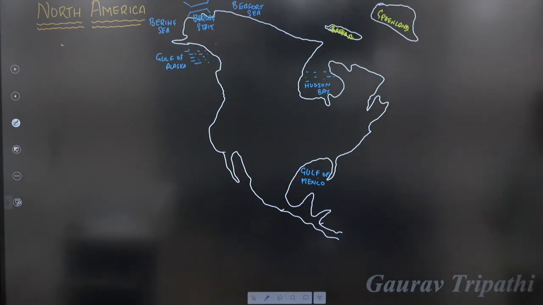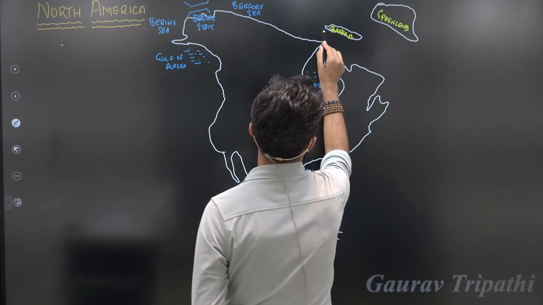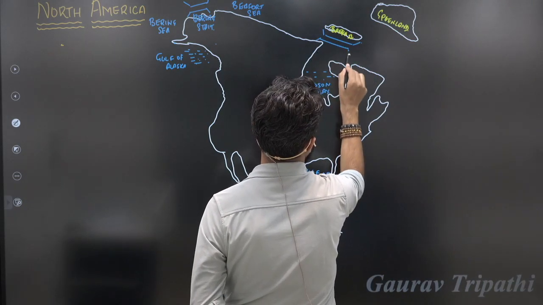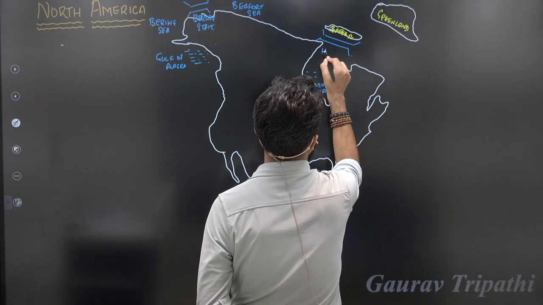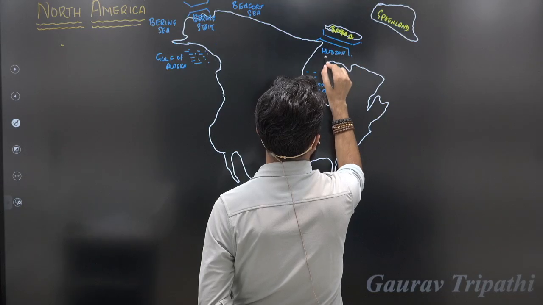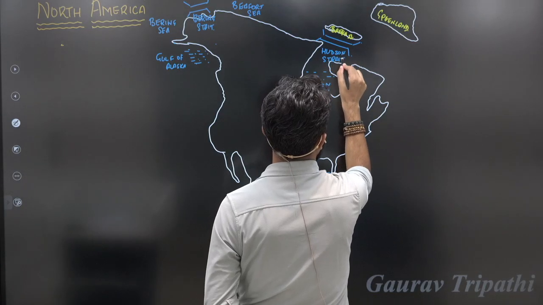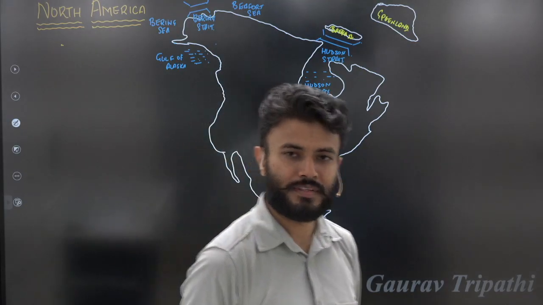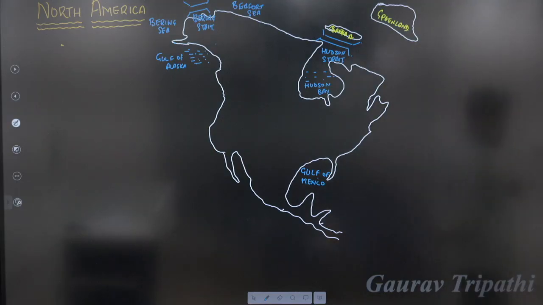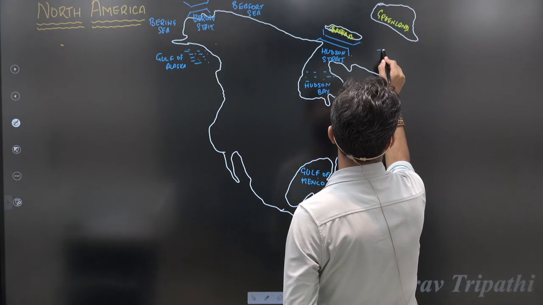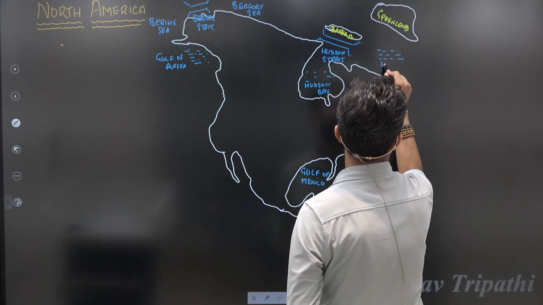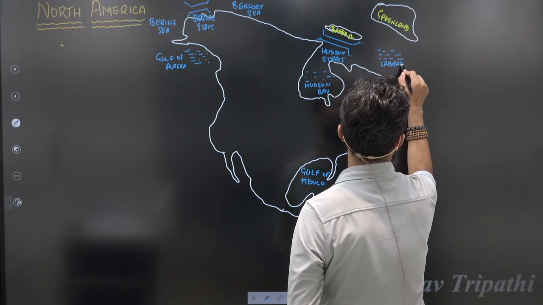After this, between Hudson Bay and Baffin Bay, again there is a small narrow water body by the name of this one. So this is Hudson Strait. This is Hudson Strait. Is it fine? After Hudson Strait, towards the southeast section of Baffin Bay, we have another important sea here, that is Labrador Sea. Again, very important.